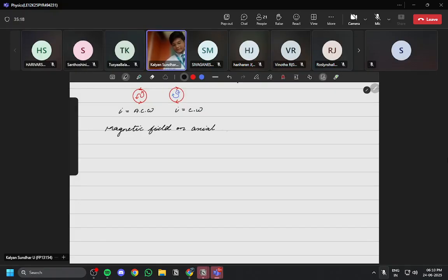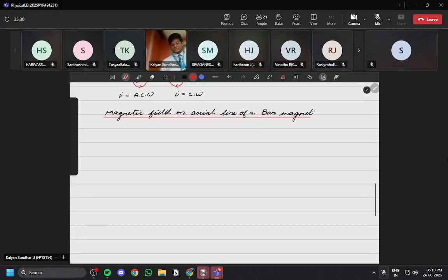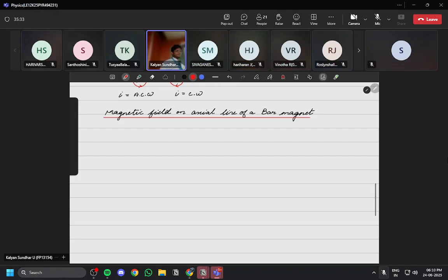So the next one is about the magnetic field on an axial line of a bar magnet. I'll compare this with your electric field value. So the electric field due to a dipole. This will be your positive charge and this will be your negative charge. They are separated by a distance of 2L. On the axial point now, let this be the axial point, right? The dipole will be in the direction from negative charge to positive charge.